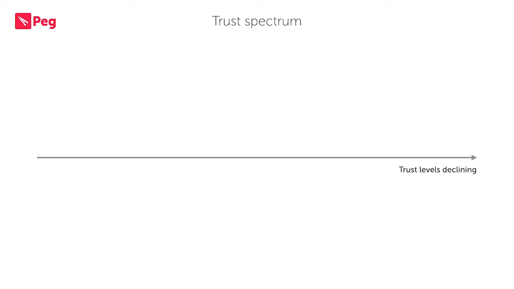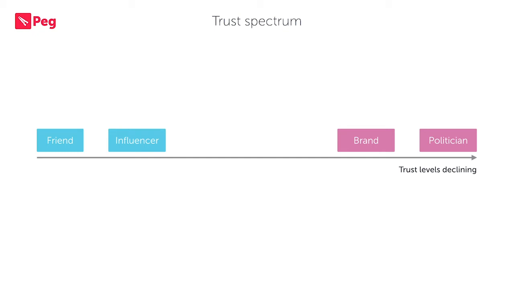Think of it like this. Everyone has a trust spectrum, and at one end of the spectrum are your closest friends and family. At the extreme other end of the spectrum are probably politicians right now. Brands are somewhere closer to the politician end, but influencers are much closer to the friend end of the spectrum. So again, you can look at this as a way to feed your funnel with warm prospects because of the association between the influencer and the brand.